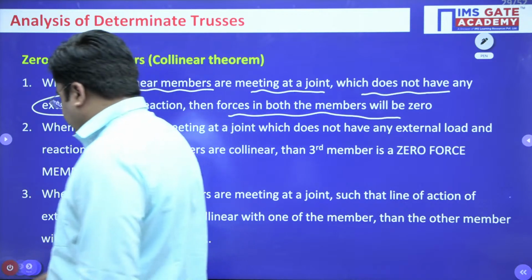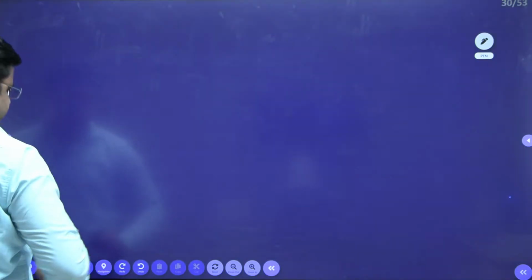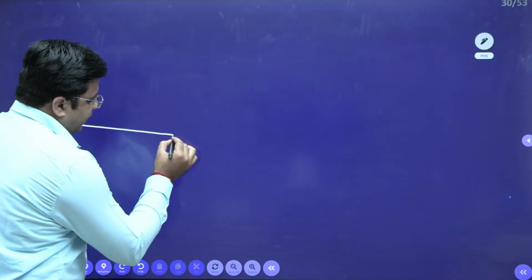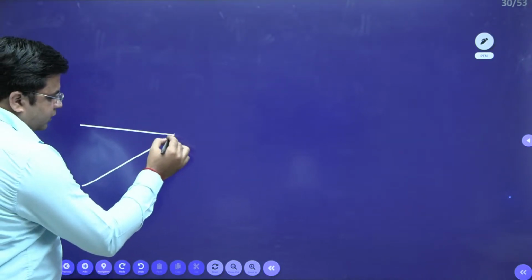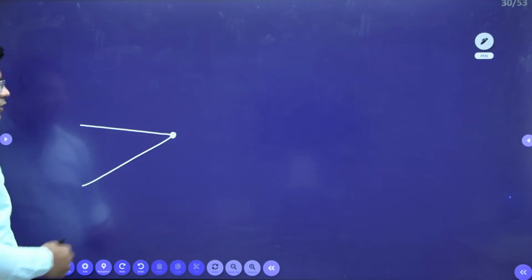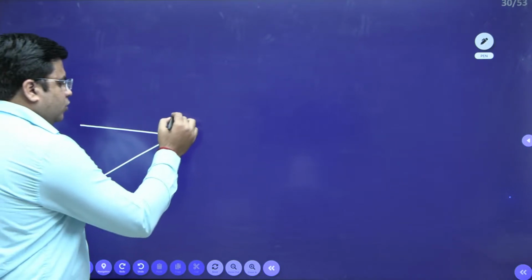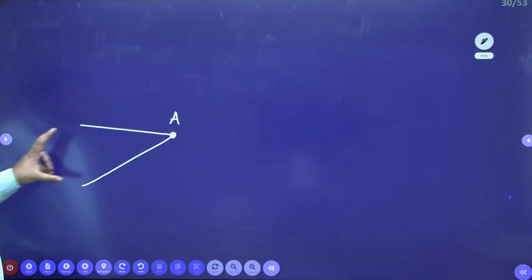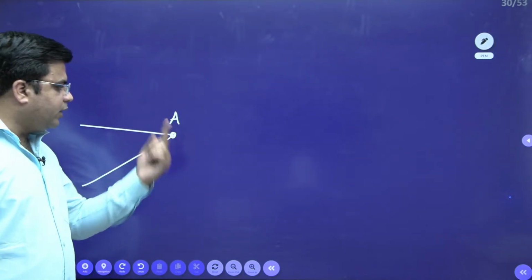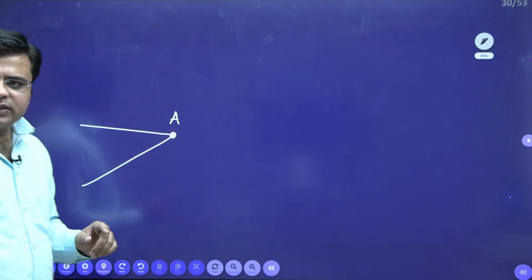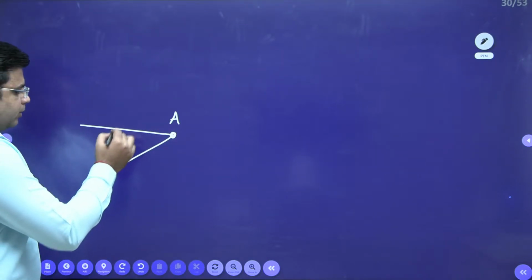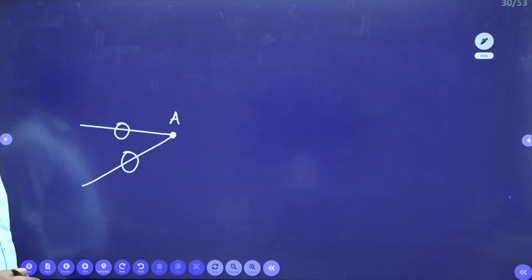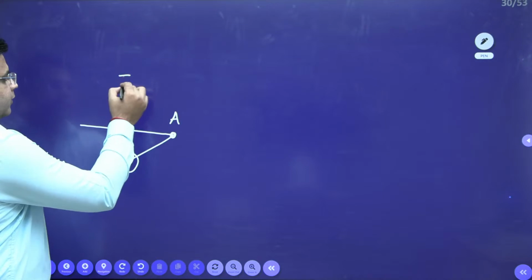Let me show you what I am saying here. Suppose two members like this are meeting at one particular joint, joint A, and over this joint there is no external force or reaction acting. If two members are meeting at one joint and no external load or reaction is acting over it, then the force in both the members will be zero. So these two are termed zero force members. This is the first possibility.